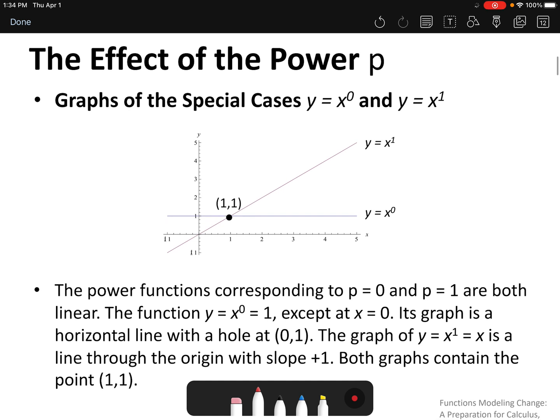Now, the effect of the power p. If I just go x to the 0 and x to the 1, those are both linear functions. x to the 0 is just 1, so y equals 1 is a horizontal line. And then y equals x to the 1 is just y equals x. It's just the line, which is up 1 over 1, up 1 over 1, etc. And they do intersect at (1, 1). But that's just a special case. It is a power function. We just really don't focus on that very much. Now here's where we focus.